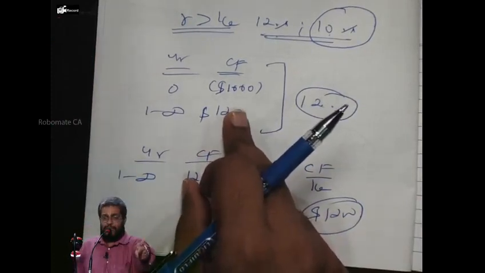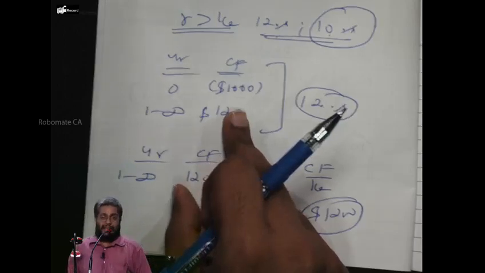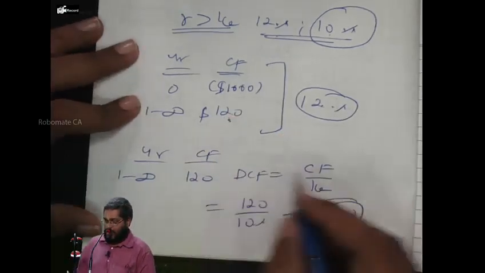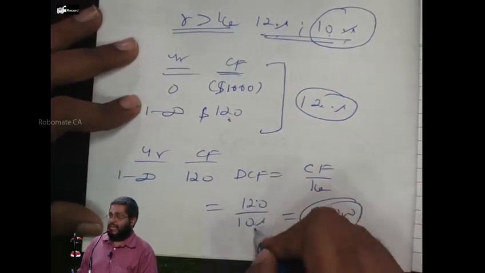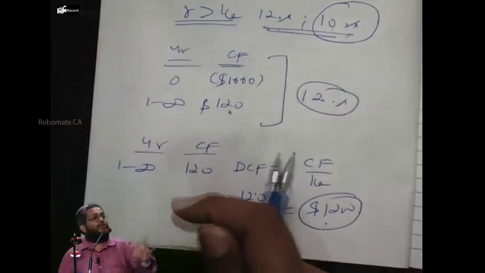The present value of the future cash flow discounted at the required yield. Yes or no? Like that. The yield is how much? 10% I want. So it is 120 divided by 10%. I feel that this asset is worth $1,200.